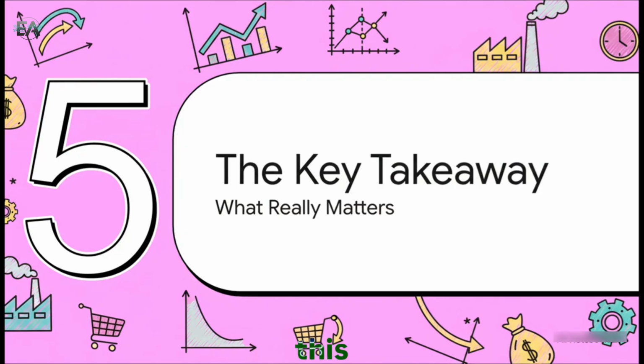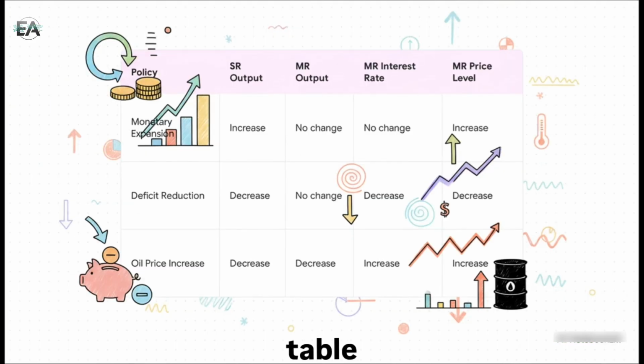So, after building this whole model and running these tests, what's the one big idea you should walk away with? This table really says it all. The single most important takeaway is that timing is everything. Look at that deficit reduction again. In the short run, it shrinks the economy. But in the medium run, it actually boosts investment.